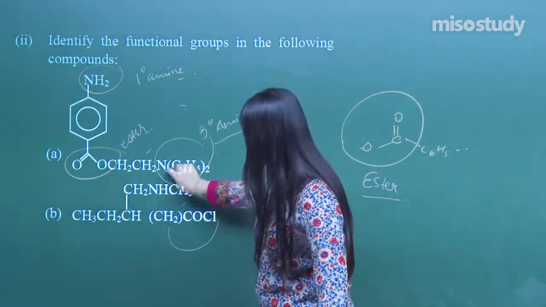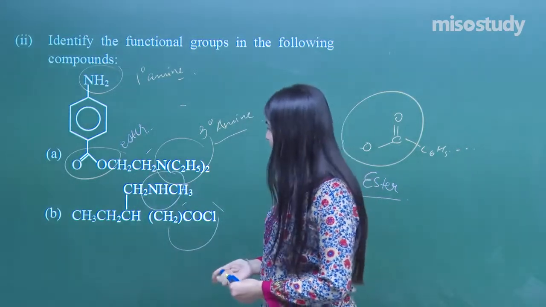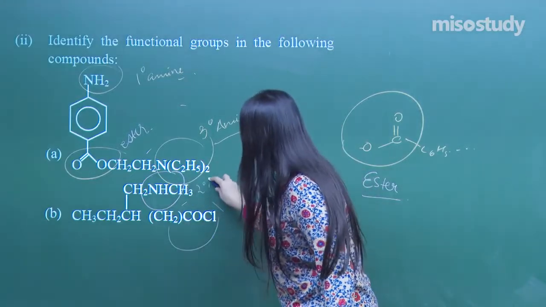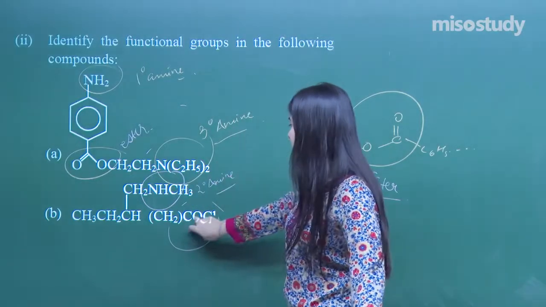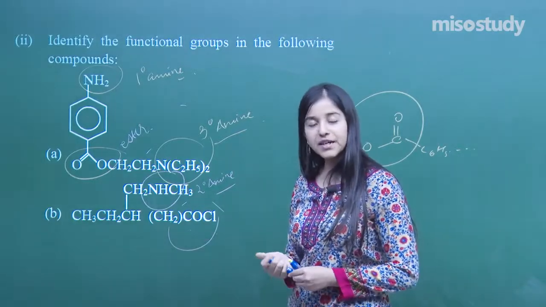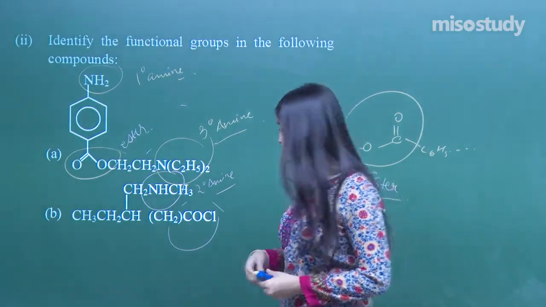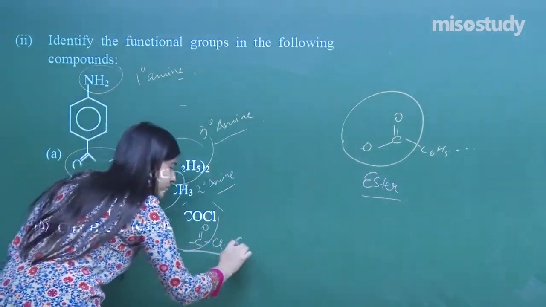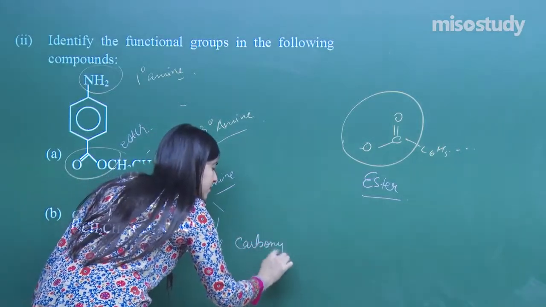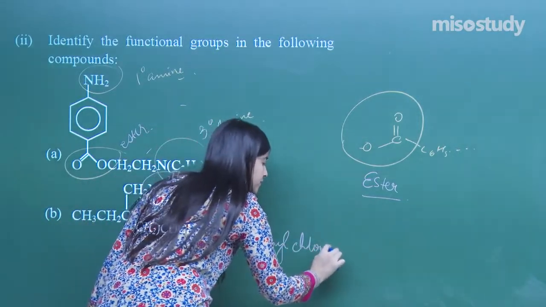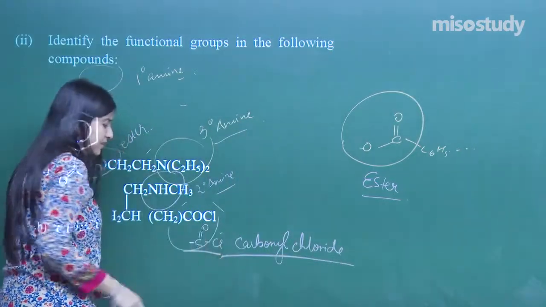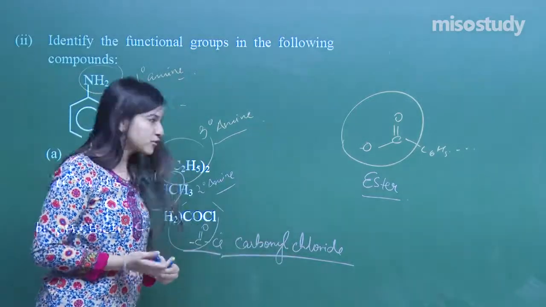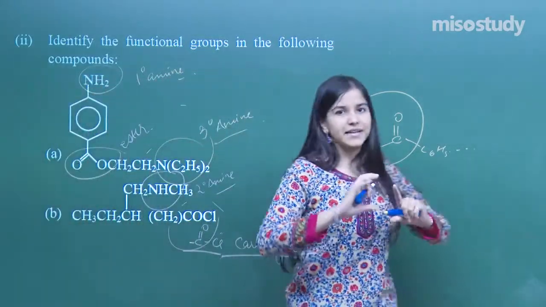The next one, see, COCl, you can observe. Here is another N. Now, this N is connected with 2 alkyl groups and 1 hydrogen. It's a secondary amine basically. Yes? And if I talk about this one, what is this? Carbonyl chloride, right? So it is COCl. Carbonyl chloride is the functional group. If you don't know, just remember that this particular group is known as carbonyl chloride. Clear about it?